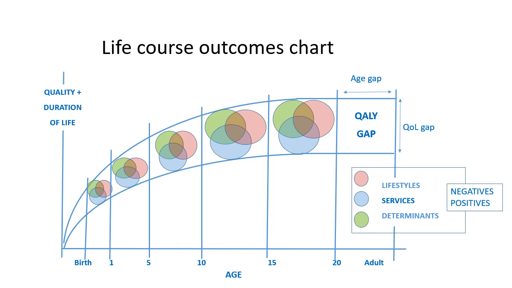The upper and lower lines represent the combined impact of the individual, population and service structure, with the upper line being all positive and the lower line being all negative. The difference between the upper and lower lines represents the quality adjusted life year gap, or QALY gap, and is, in effect, the potential difference that tackling determinants could make.